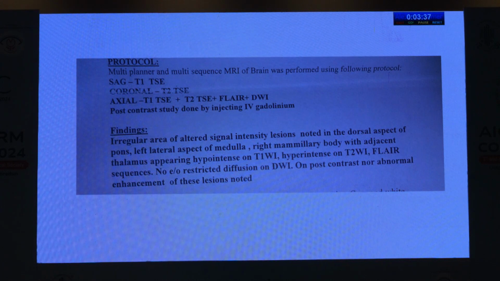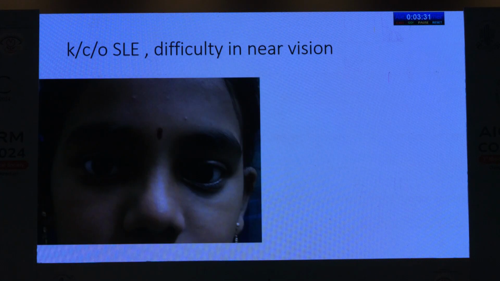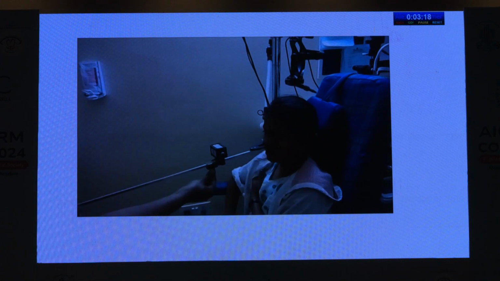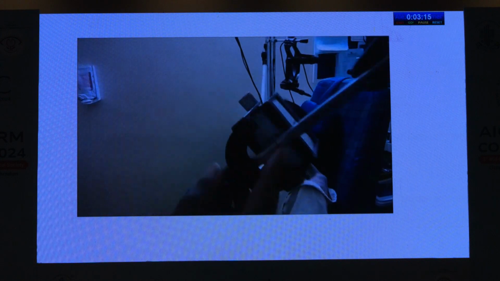So you tell them, this is the focus based on the eye findings, this is the area I'm suspecting, and based on that, they can ask for a particular imaging. This is another child, a known case of SLE, kidney affected, who complained of difficulty in near vision. When I'm doing the RAF rule, the convergence is normal. She's not having any difficulty.